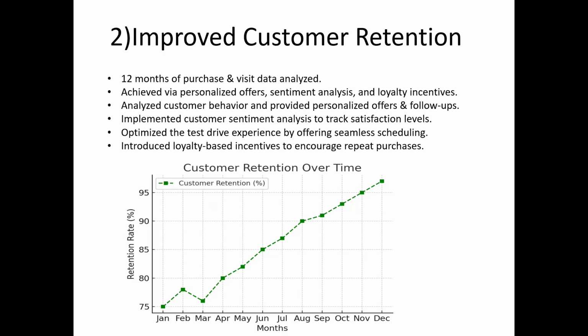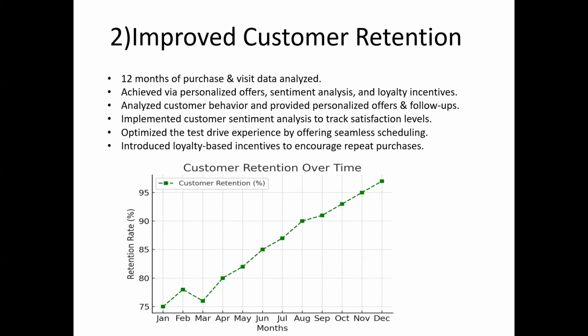Then coming to introducing loyalty-based incentives to encourage repeat purchases. That's what I mean: giving incentives, offers, lockets, small gifts, and entertaining them so they feel these people also care about us. Something like that. It basically helps with customer retention.